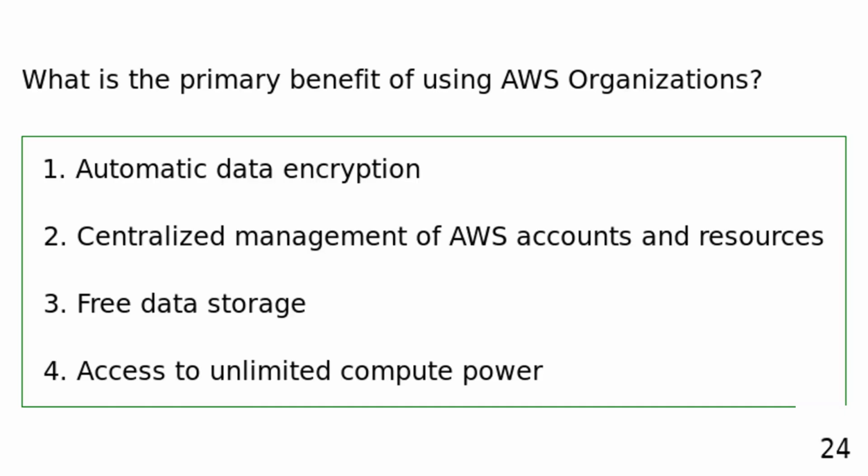What is the primary benefit of using AWS Organizations? Automatic data encryption. Centralized management of AWS accounts and resources. Free data storage. Access to unlimited compute power.